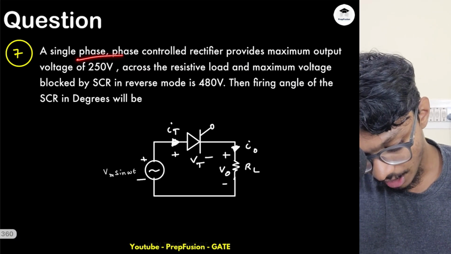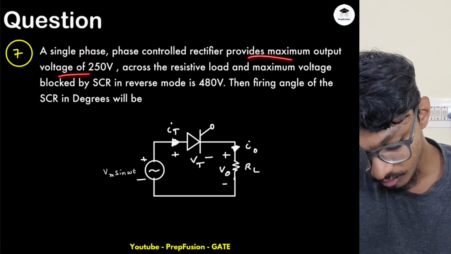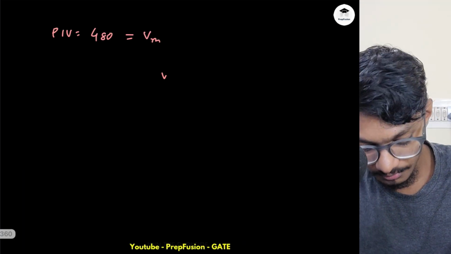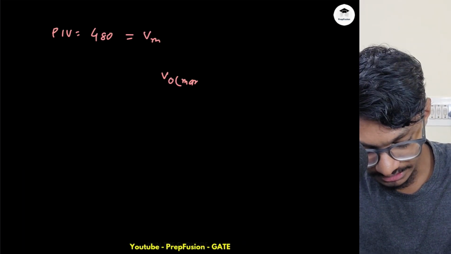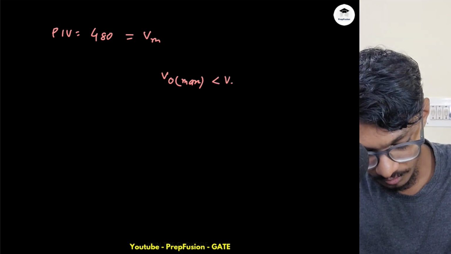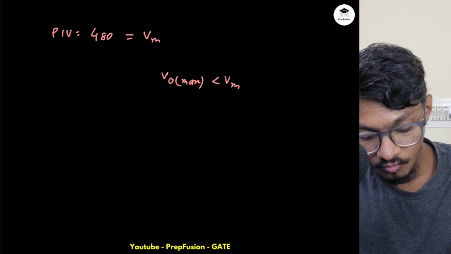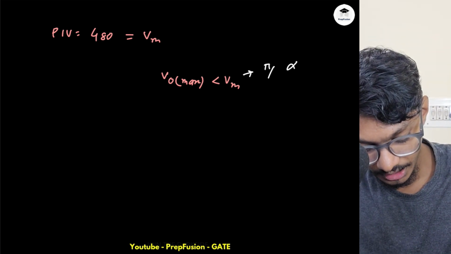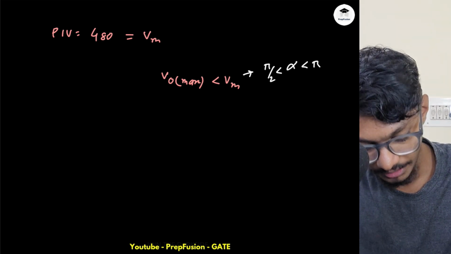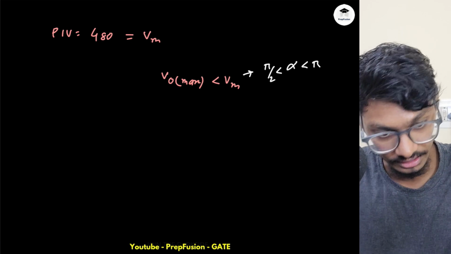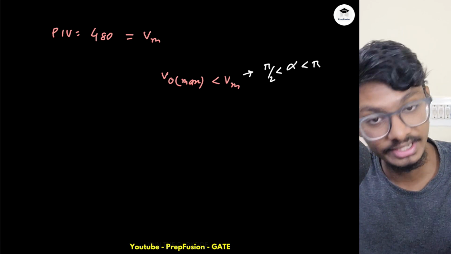And at the output, the maximum output voltage is 250. So I am observing that VO max is less than the input maximum voltage. Now what does this mean? This means my alpha lies between pi by 2 to pi. Why is this the case? I have told this graphically, so I will not explain it here again. So alpha will be greater than 90 degrees.